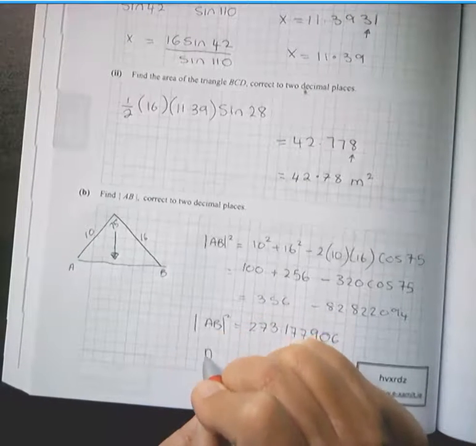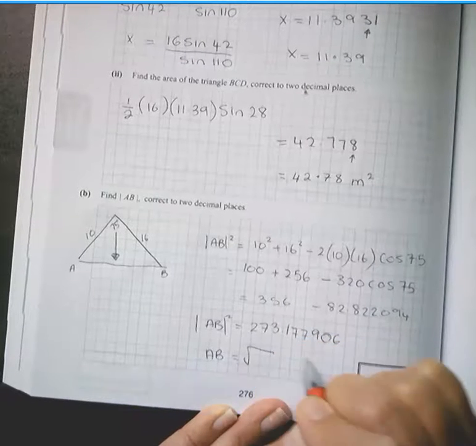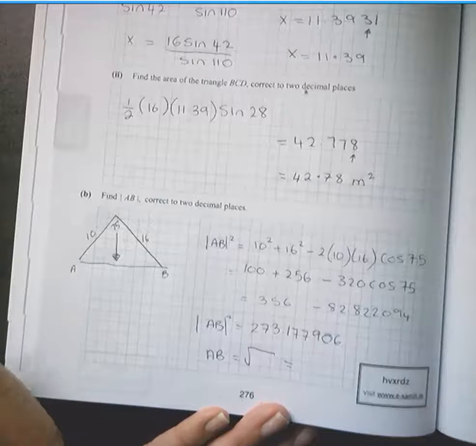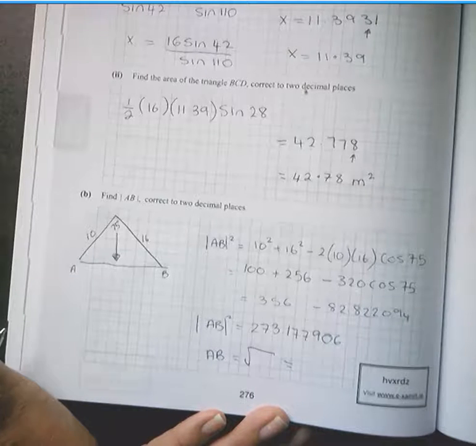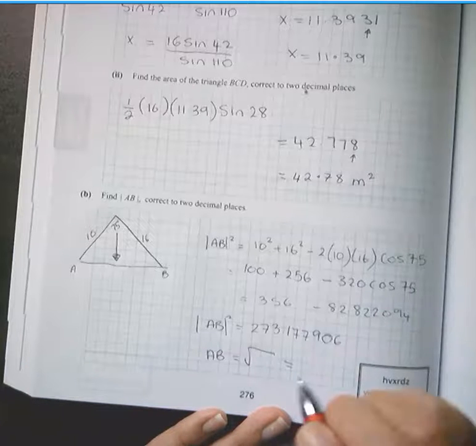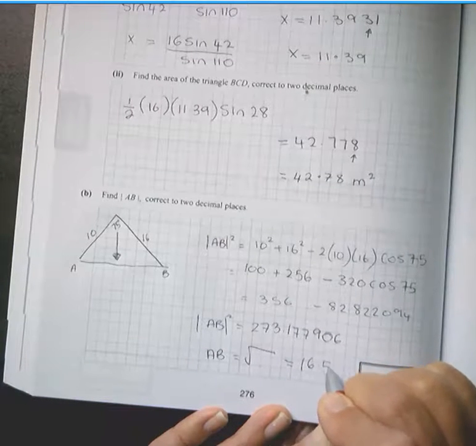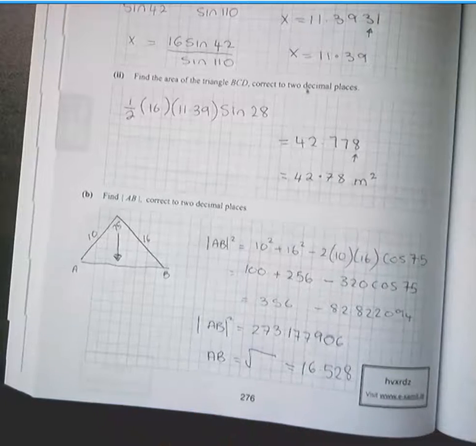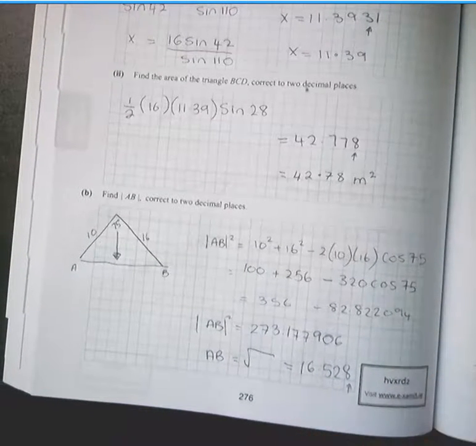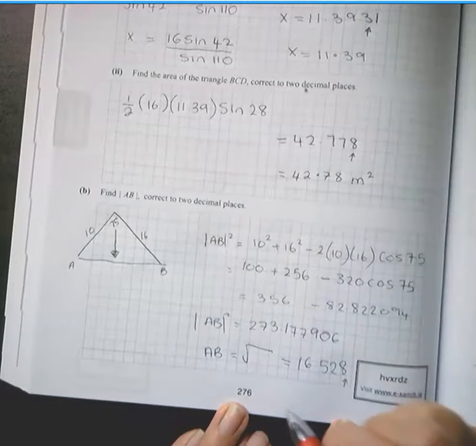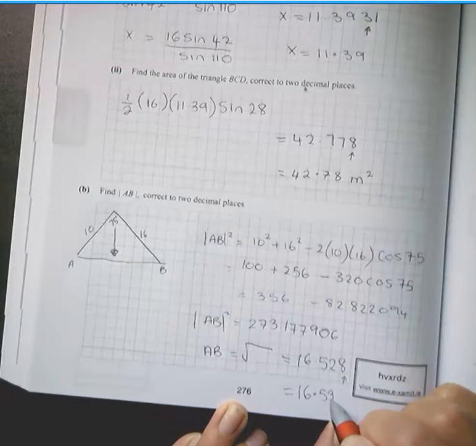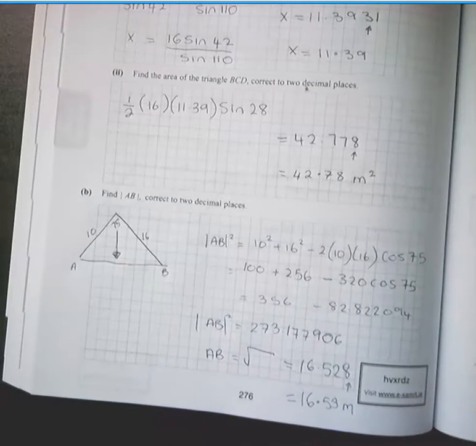I just want AB. So I'm going to get the square root of that. So the square root of that on the calculator, square root of 273.177906 gives me the grand total of 16.528. They asked to correct to 2 decimal places, so look at the third decimal place. It is bigger than 5, so you're going to add one on. So that side I am saying is equal to 16.53 meters. Okay.